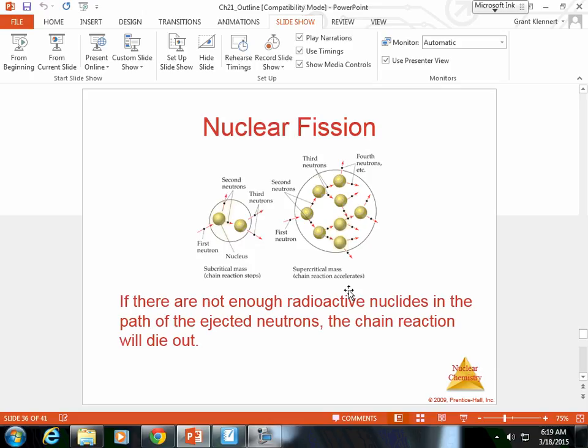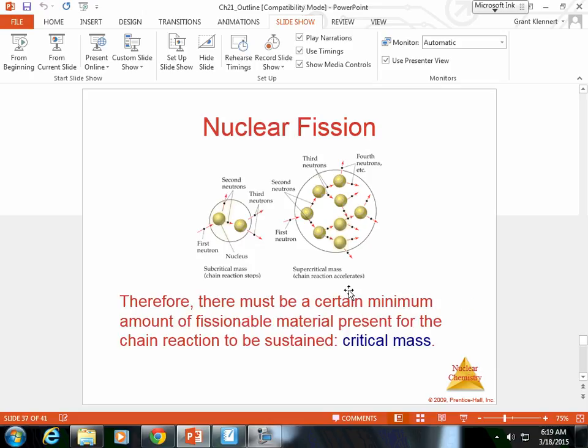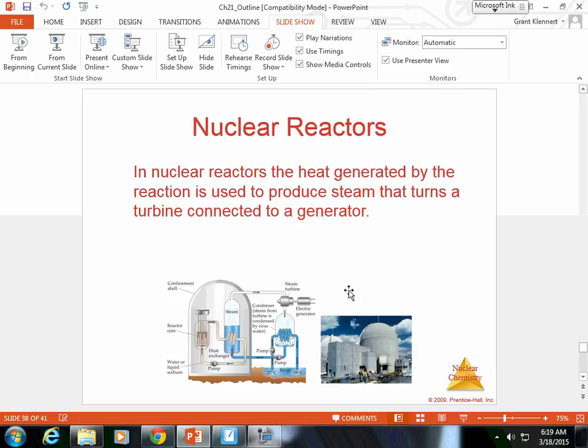If there are not enough radioactive nuclides, so you start running out of radioactive material, the chain reaction will die out. Therefore, the vocabulary word here: the minimum amount of material for a chain reaction to be sustained is the critical mass. So if the reaction is going to die out at 2 kilograms, maybe 3 kilograms, or 2.1 kilograms is your critical mass. That's the mass needed for that reaction to continue.